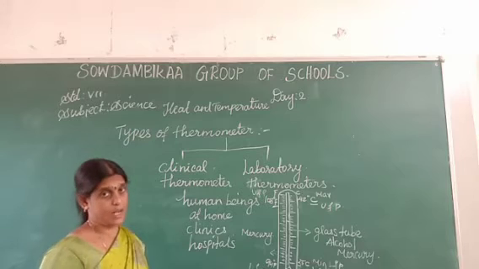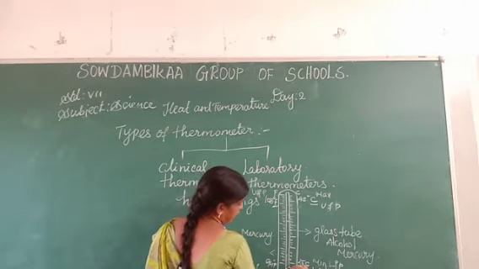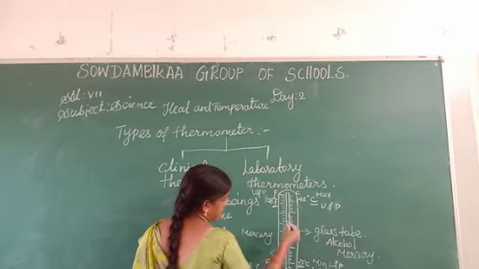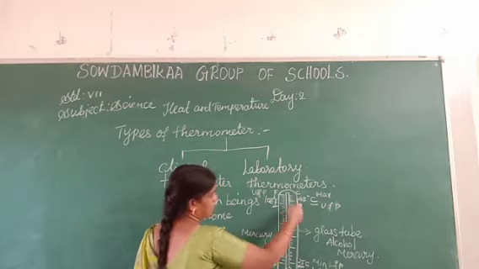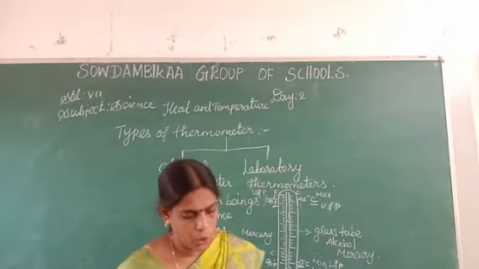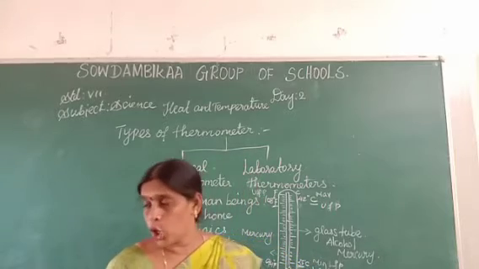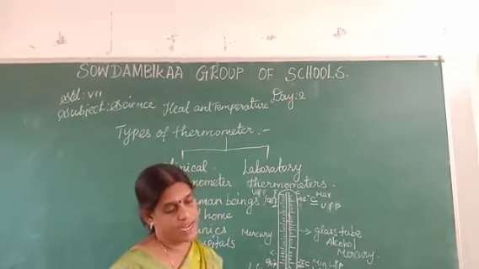Before use, the thermometer should be checked for the Celsius and Fahrenheit levels. Okay, the minimum point and maximum point. Before use, the mercury level should be below 35 degrees Celsius or 94 degrees Fahrenheit.